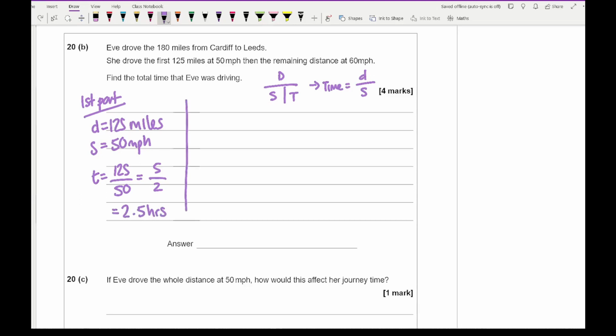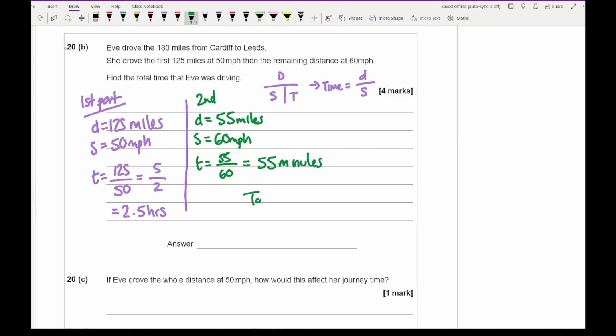Then for the second part of the journey, the distance that they've travelled is going to be 180 take away 125, which gives me an answer of 55 miles. We know that the speed is 60 miles per hour. So the time is going to be 55 divided by 60. Now, because it's over 60, that's going to basically be 55 minutes.